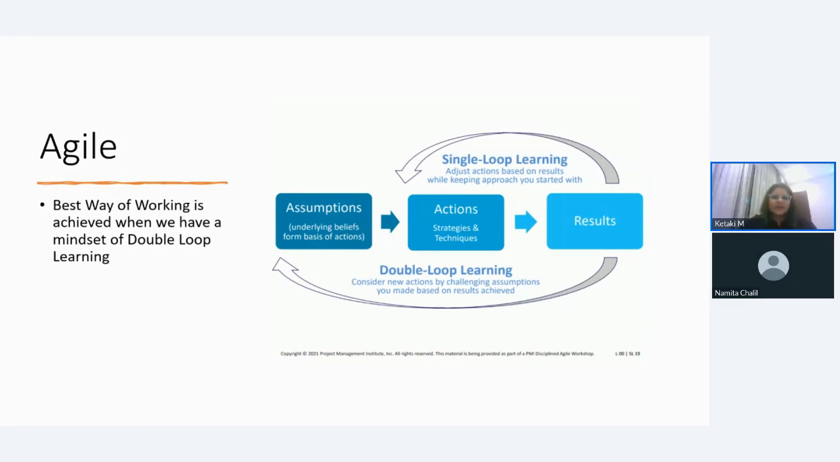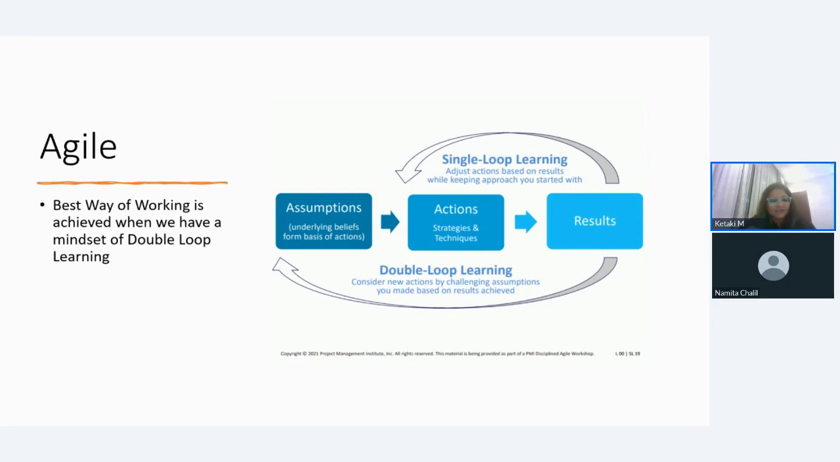Now, if we adjust our actions only to keep the approach that we started with, if we keep the aim as the approach to be successful, then we are just doing a single loop learning. But as soon as we start questioning the approach itself or changes that we need to bring in our approach, when we start questioning our hypothesis, our assumptions, the underlying beliefs in which we started off while choosing a framework, we are going into the double loop learning mindset.